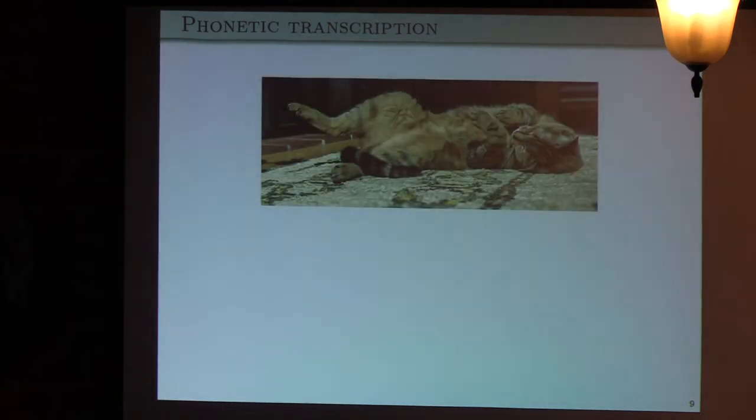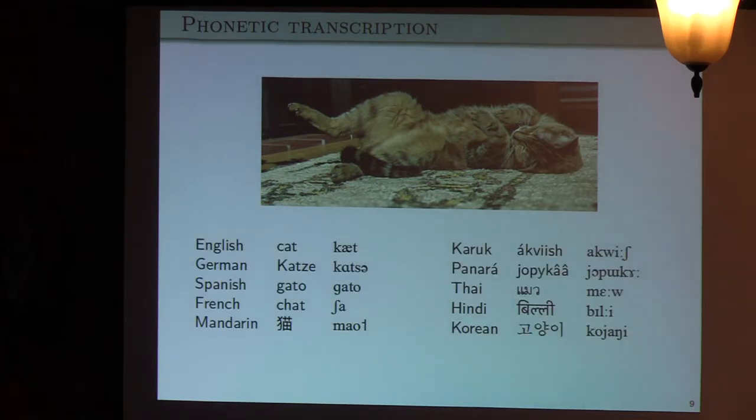Also an excuse to show you my awesome cat. If we go around and we're like, what's this thing? Then people might tell us, that's a cat, if it's English. If it's German, they might say Katze. If it's Mandarin, they might say Mao. If it's any of these other languages, it might be any of these things, right?